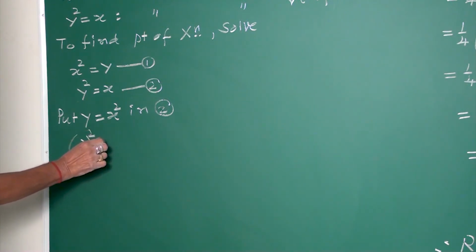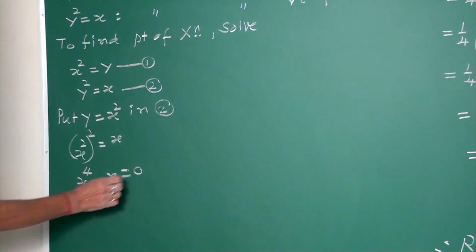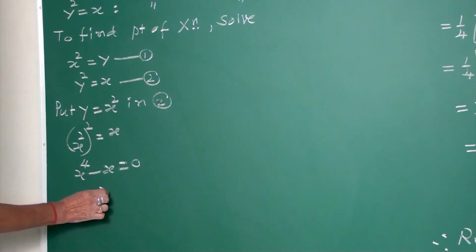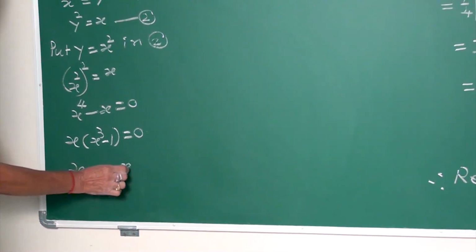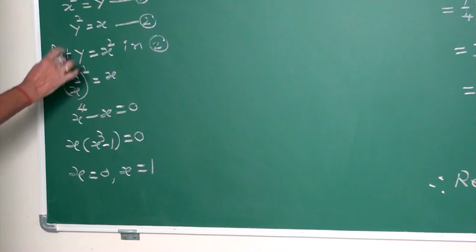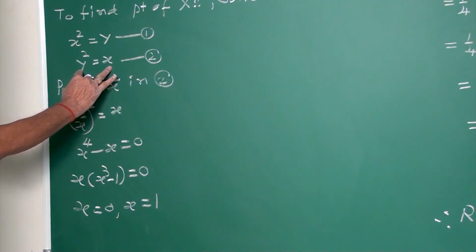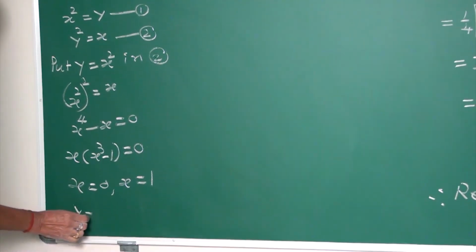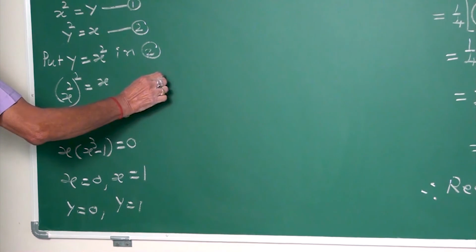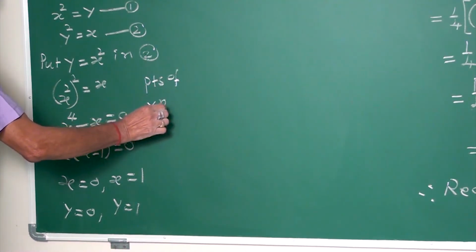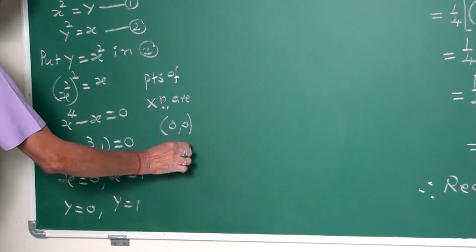x square the whole square equal to x, which is x to the power 4 minus x is 0. x is common: x into x cube minus 1 is 0. Therefore, either x is 0 or x is 1. And the values of y? y equal to x square. When x is 0, y is 0. When x is 1, y is 1. Therefore, the points of intersection are (0, 0), the origin, and (1, 1).